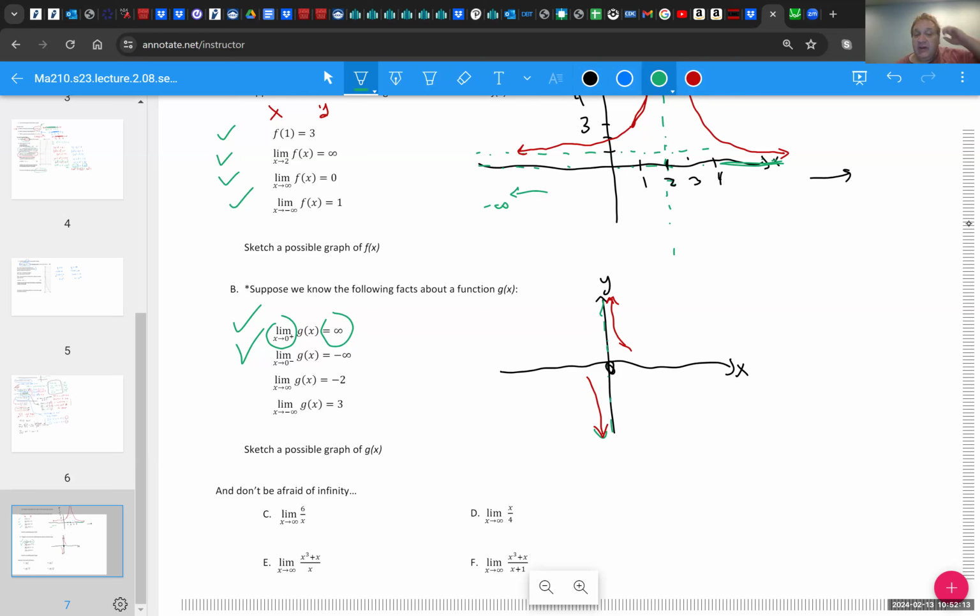Next piece of information says when x is positive infinity, the y value is getting negative 2. So I need a y value of negative 2, negative 2.